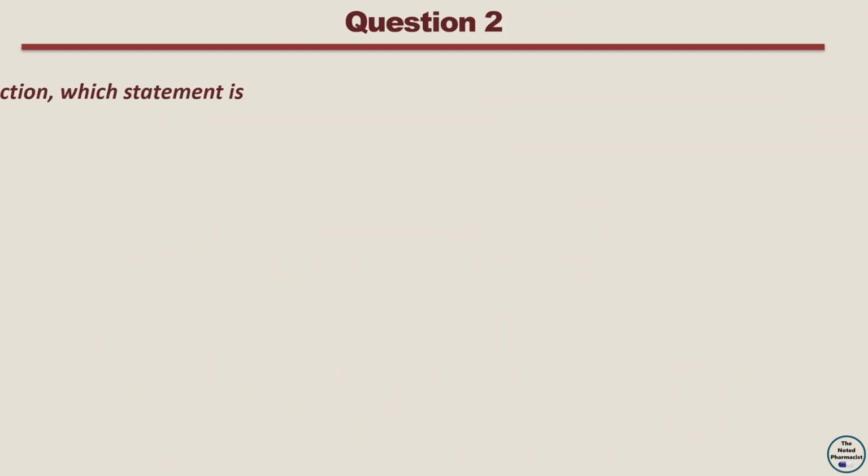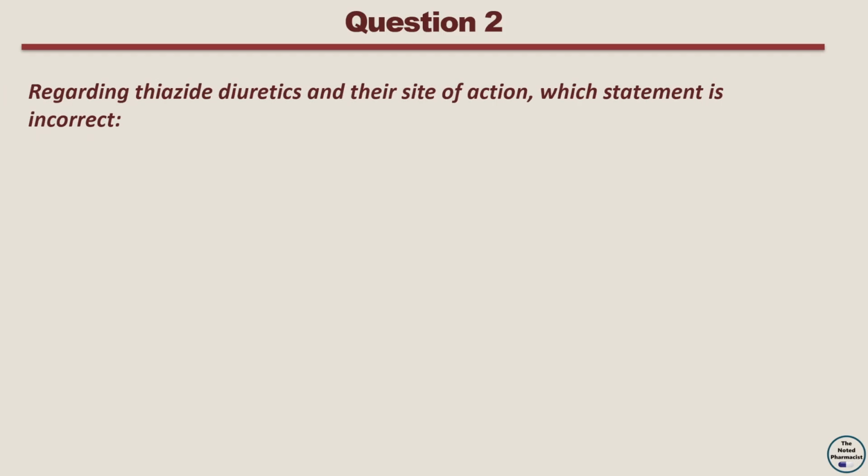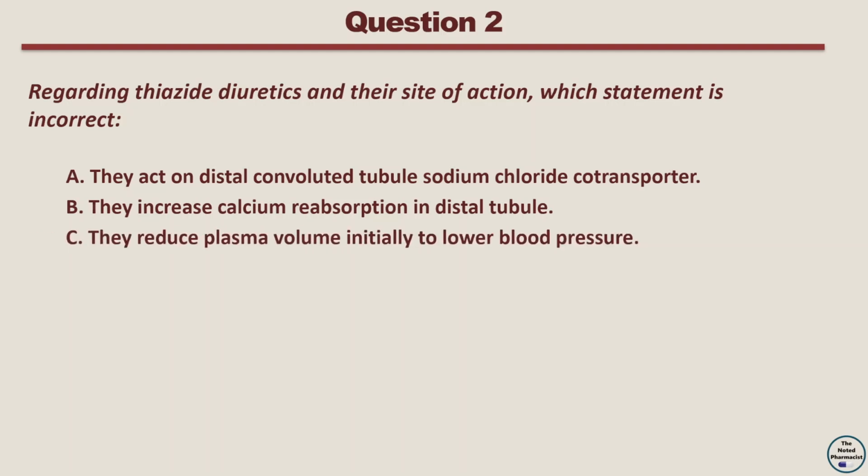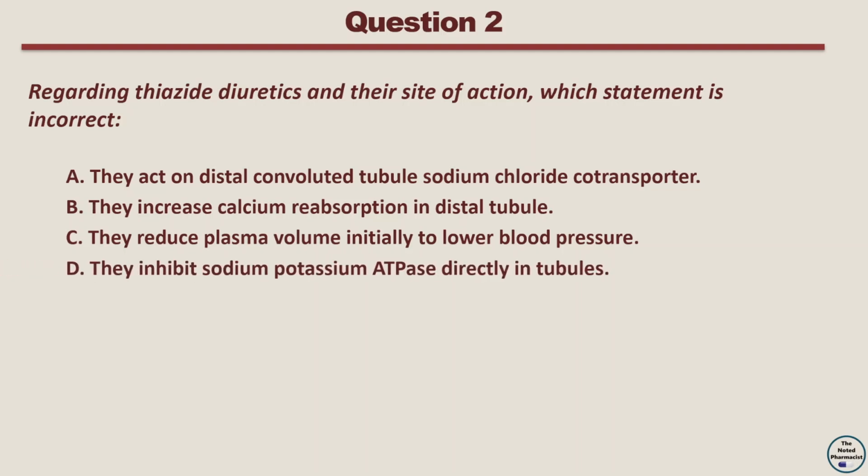Question 2. Regarding thiazide diuretics and their site of action, which statement is incorrect? Option A. They act on distal convoluted tubule sodium chloride cotransporter. Option B. They increase calcium reabsorption in distal tubule. Option C. They reduce plasma volume initially to lower blood pressure. Option D. They inhibit sodium-potassium ATPase directly in tubules. Option E. They decrease peripheral resistance with chronic use.